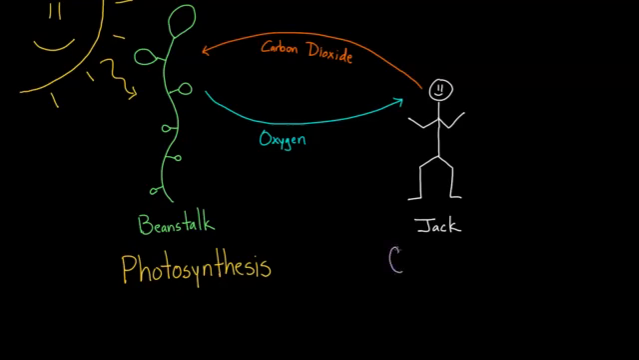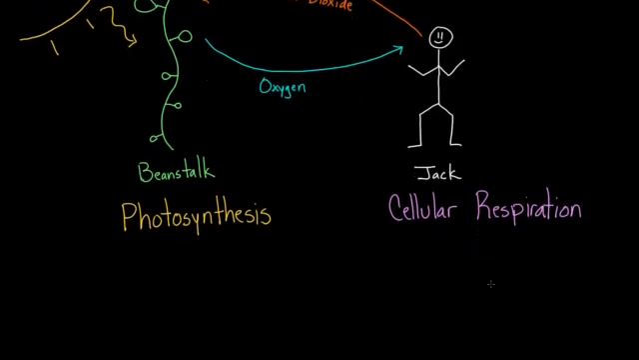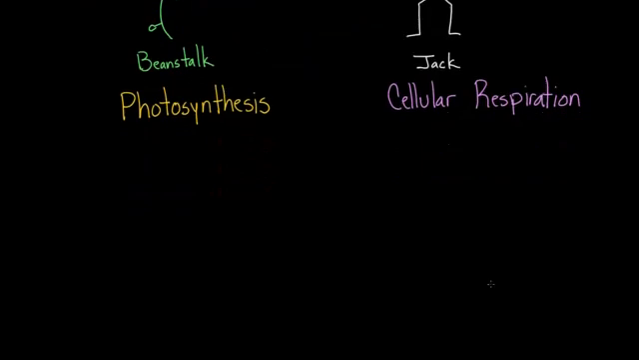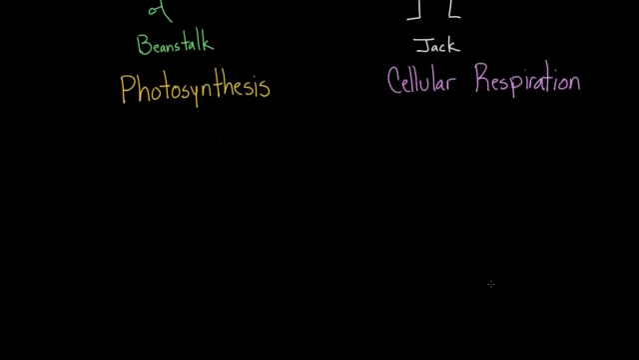We know that on the one hand you have beanstalks doing photosynthesis, and on the other hand you have folks like Jack doing cellular respiration, right? And there's this really interesting symbiosis, and by that I just mean that the two are kind of relying on each other to really work, right? So you need both of them to work well. And so let's actually take a moment to write out these processes that are happening between Jack and the beanstalk.